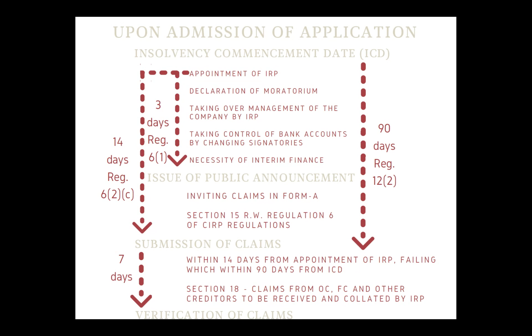And this is very important. How do they file the claims? The operational creditors file the claim in Form C, and the financial creditors file the claims in Form B. So this is the filing of the claims by the operational and financial creditors, and even that will be stated in the public announcement as to how they can file their claims.